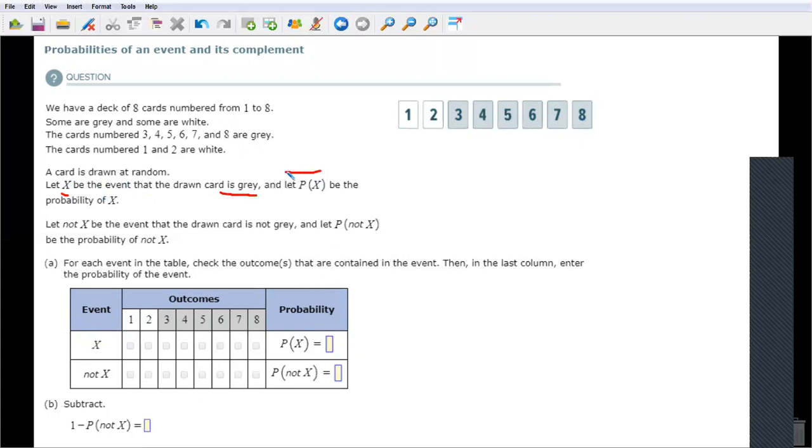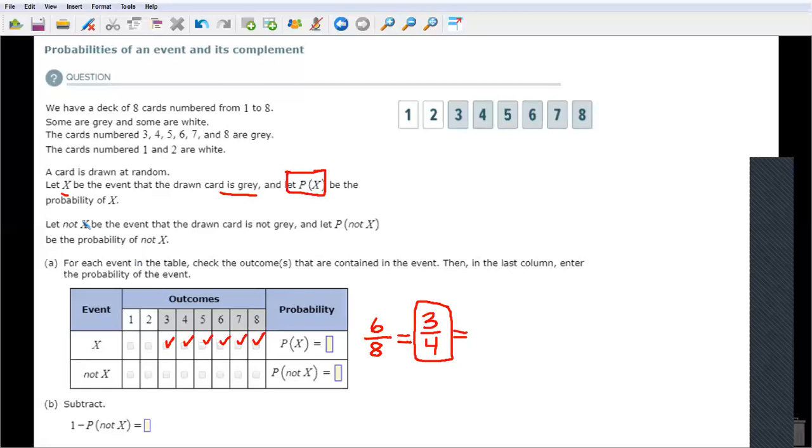The probability of drawing a gray card is P of X. So taking a look at all of our possible outcomes here, 3, 4, 5, 6, 7, and 8 are all gray. So we have 8 possible outcomes, and 6 of them are gray cards. The one thing that we have to do here that's different is something we talked about a little bit in the last topic, and that is that we have to simplify our fraction. So 6/8 we can simplify to 3/4, and that would be our final answer for that part.